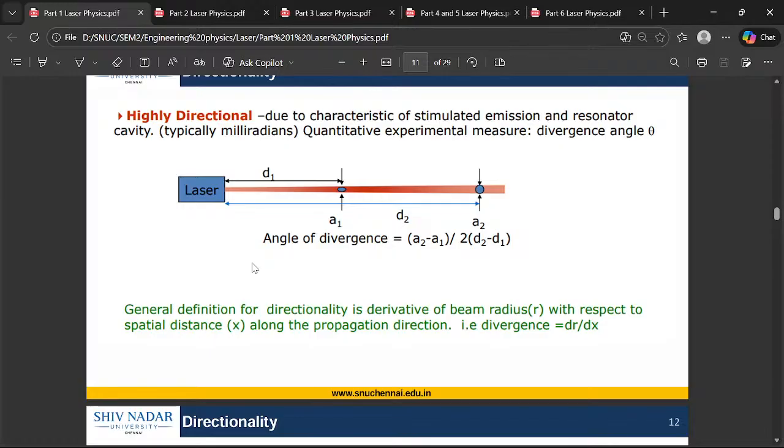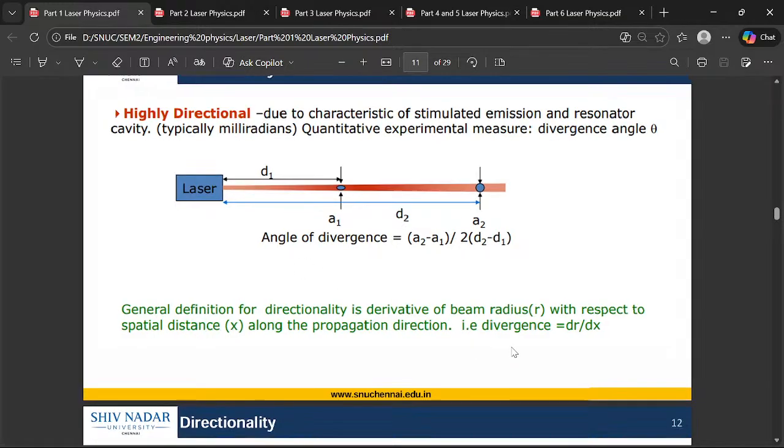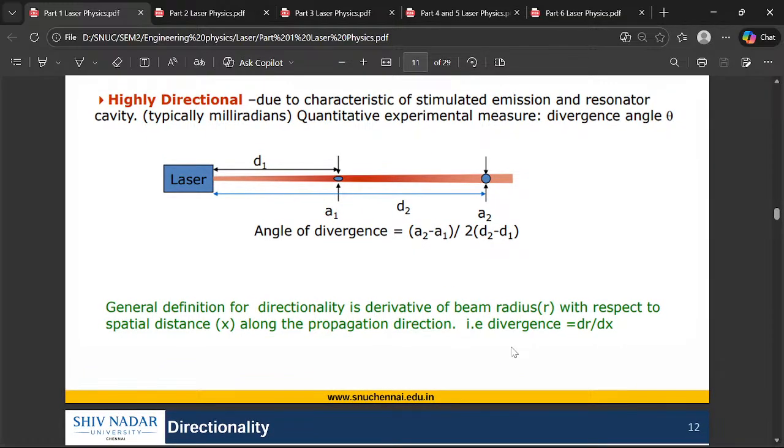action is produced. Okay, so in here the angle of divergence is given as A2 minus A1 divided by D2 minus D1. So this basically gives how much that laser light has diverged. Here you can see the divergence is equal to dr divided by dx. That is the rate of change of the radius with respect to the length that the laser light has traveled. So that is A2 minus A1, the difference in the radius, and D2 minus D1 is the difference in the distance traveled by the laser. So this basically gives the angle of divergence of that laser.